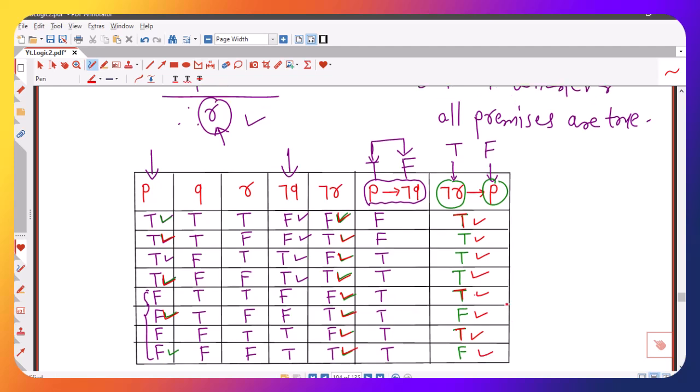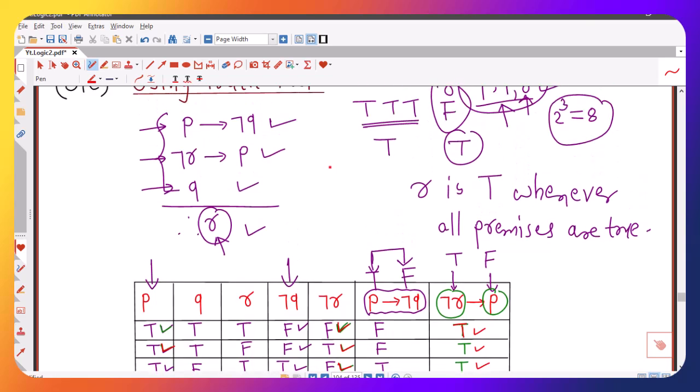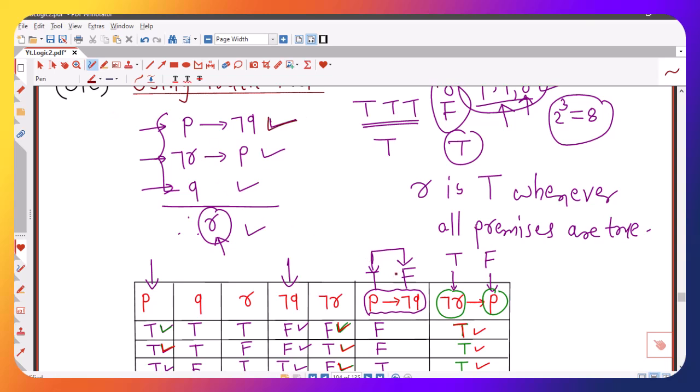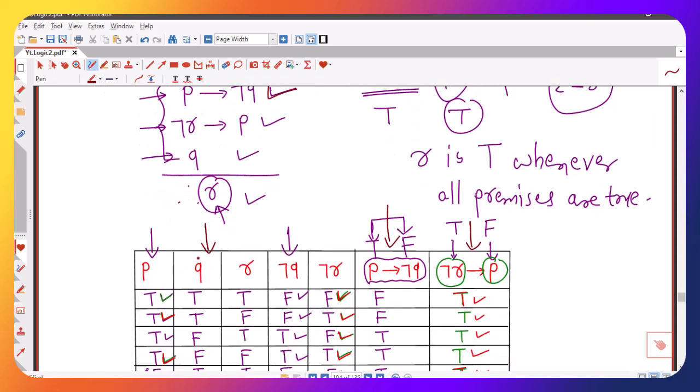So we have written all columns required for the method. Now what we will do, we will concentrate on these premises which are P implies negation Q, negation R implies P and Q, and we will find out those rows in which these premises are true at the same time. P implies negation Q, negation R implies P and Q.